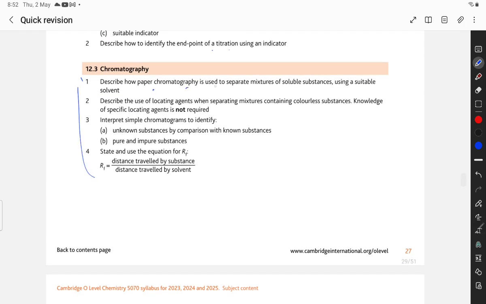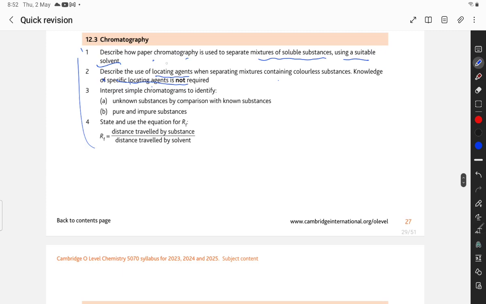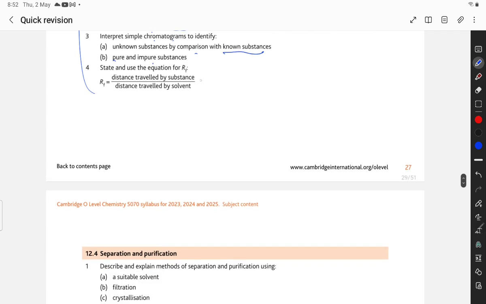Chromatography: describe how paper chromatography is used to separate a mixture of soluble substances using a suitable solvent. Describe the use of a locating agent when separating a mixture containing colorless substances. Knowledge of specific locating agents is not required; the name is not required, so don't worry about the name. Just write that you spray the locating agent after the experiment, which makes the colorless substances visible. Interpret simple chromatograms to identify unknown substances by comparison with known substances. Pure and impure substances. State and use Rf. This is the chromatogram.